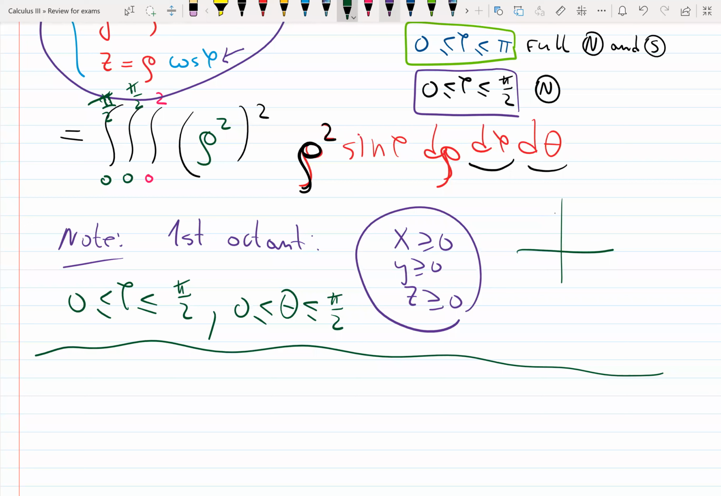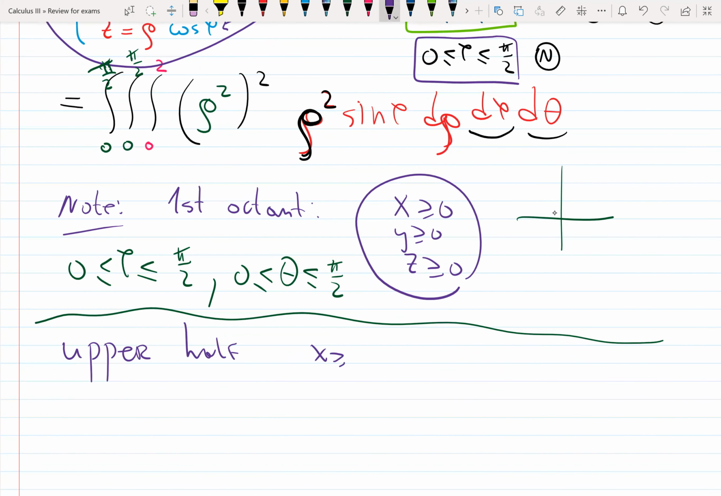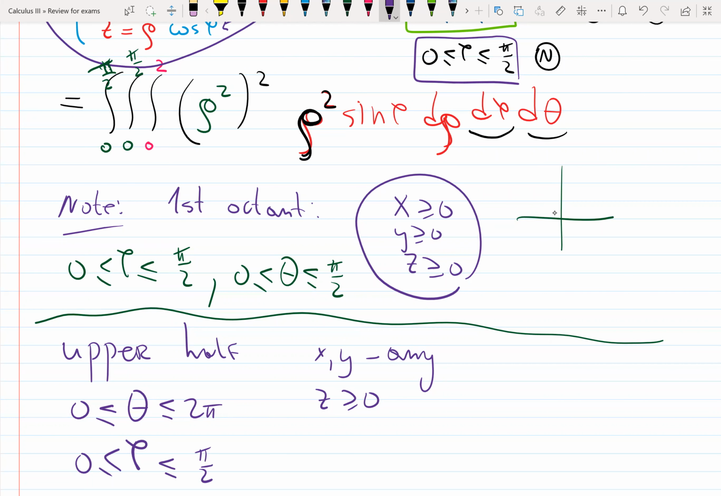But for the upper half, then you have x positive, x and y are any, x comma y, any, but z is positive, and to keep z positive, theta is spinning around like crazy, but phi cannot go down to the south pole. So it is from 0 to pi over 2, like so. Okay, good. I got it.